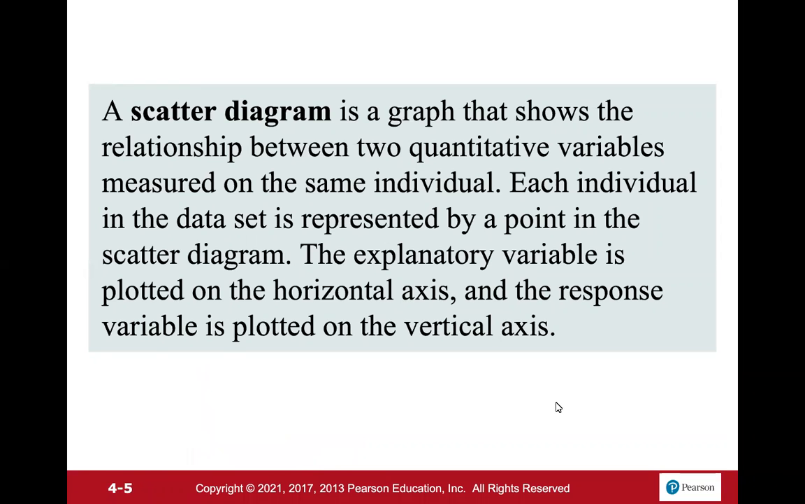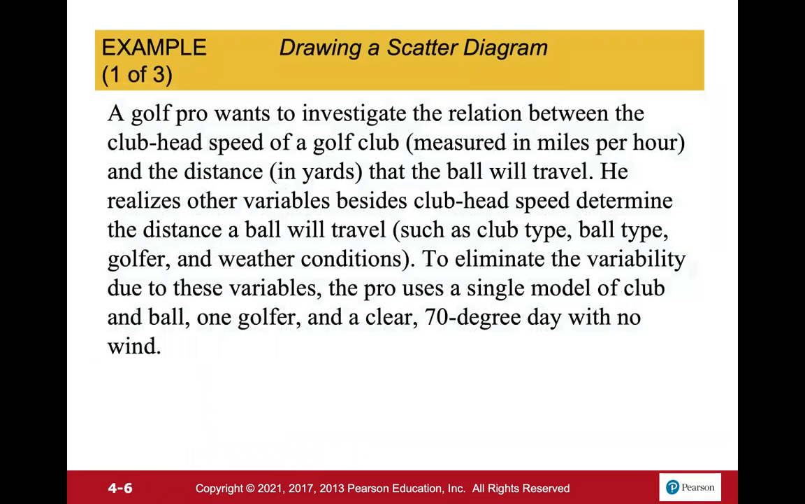And let's check out, I believe the next one is an example. Yep. All right, so a golf pro wants to investigate the relation between the club head speed of a golf club measured in miles per hour and the distance in yards that a ball will travel. He realizes that other variables besides club head speed determine the distance a ball will travel, such as the club type, the ball type, the golfer themselves, weather conditions, a bunch of different things that could change the outcome. So to eliminate the variability due to these variables, the pro uses one single model of golf club, one golfer, and a clear 70-degree day with no wind.